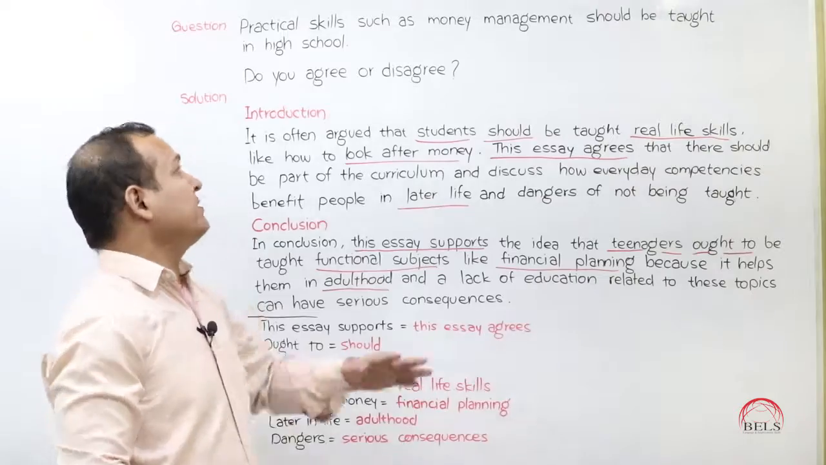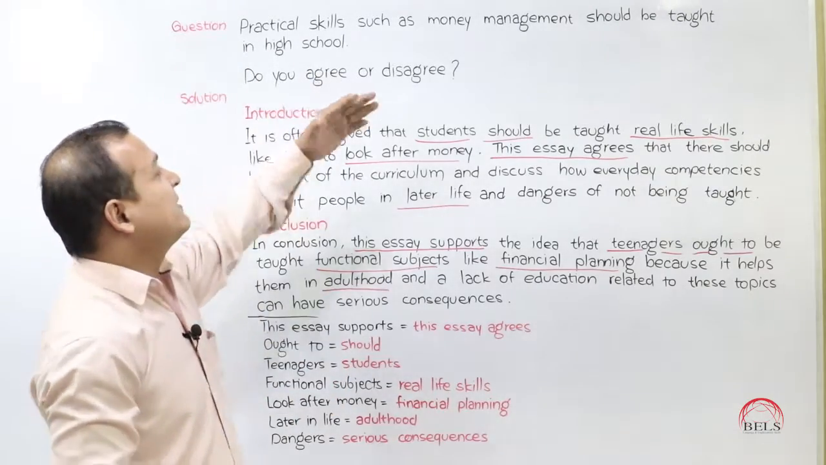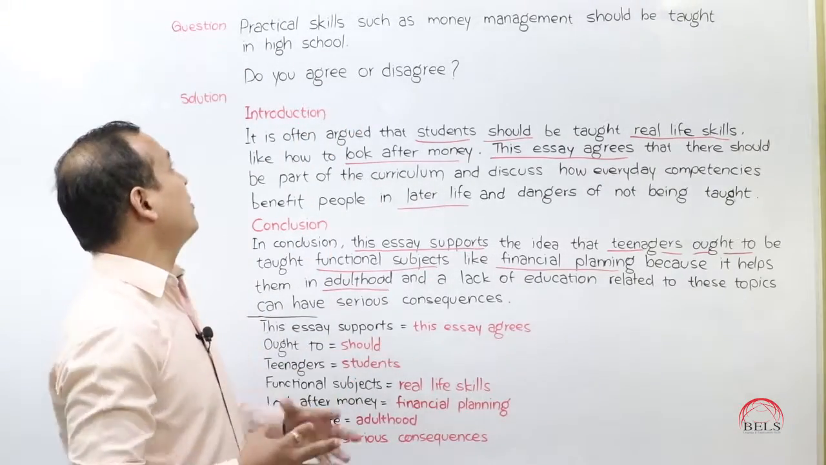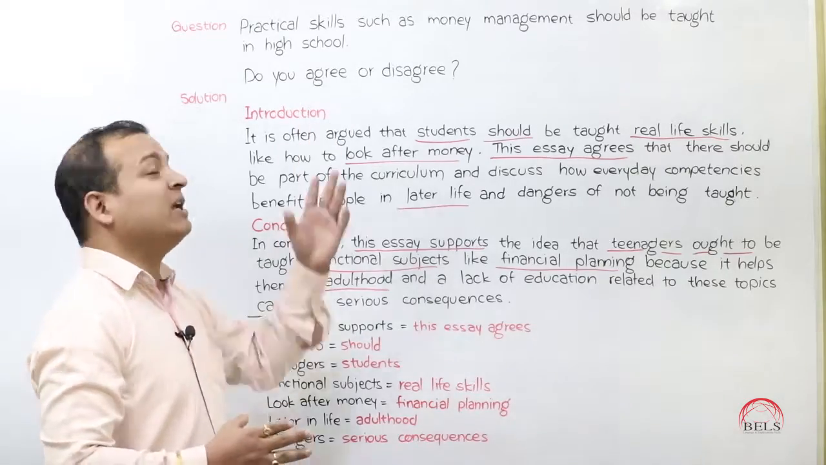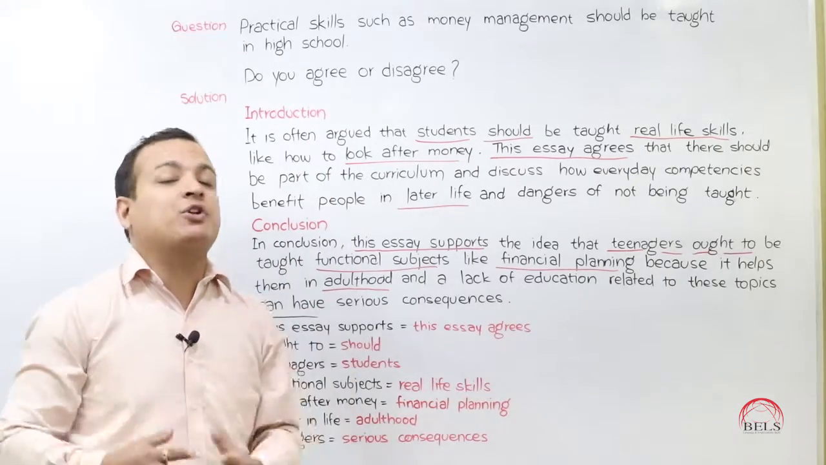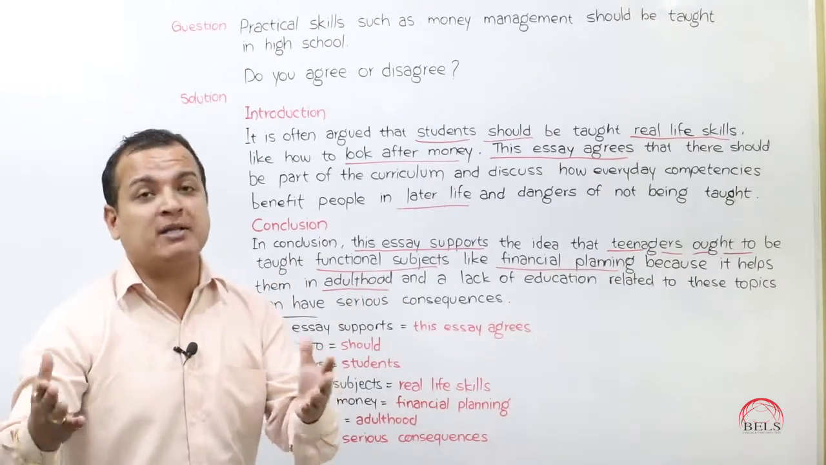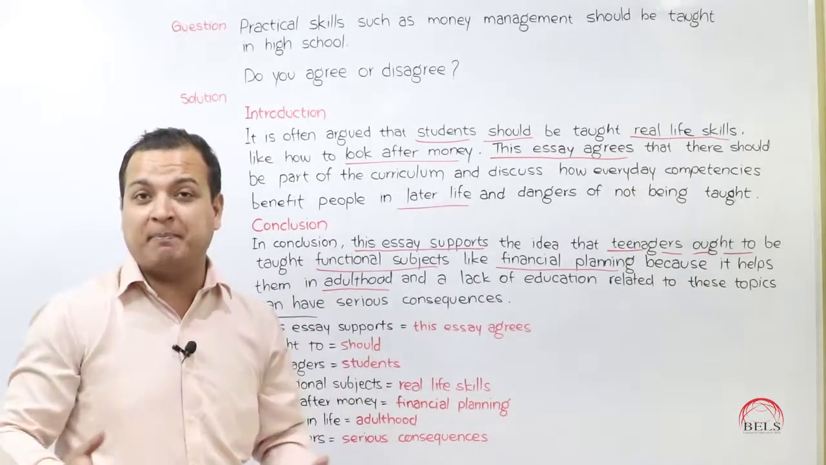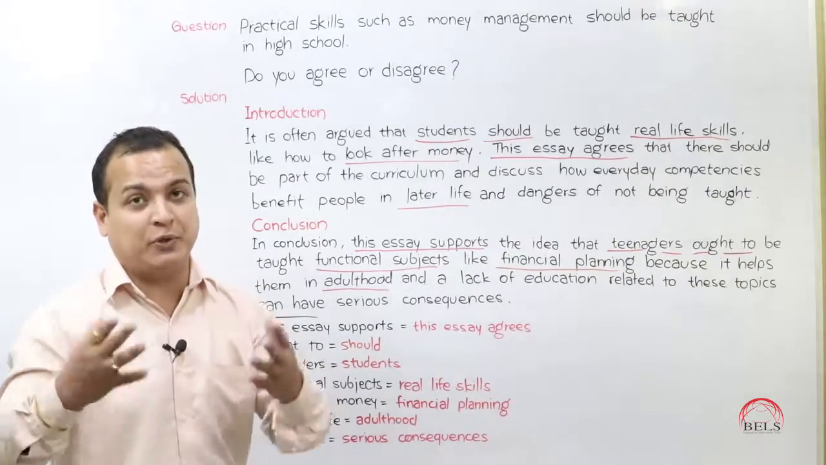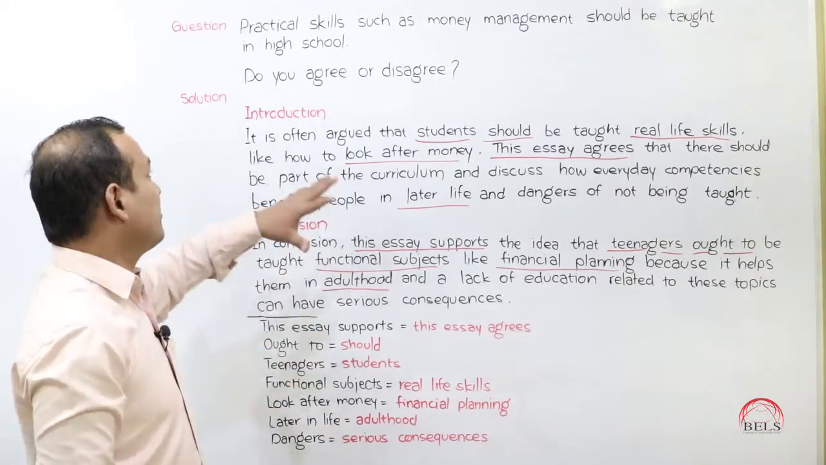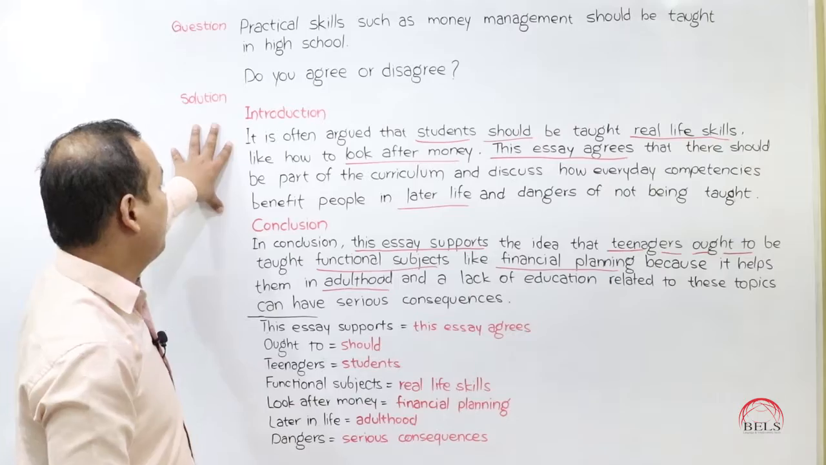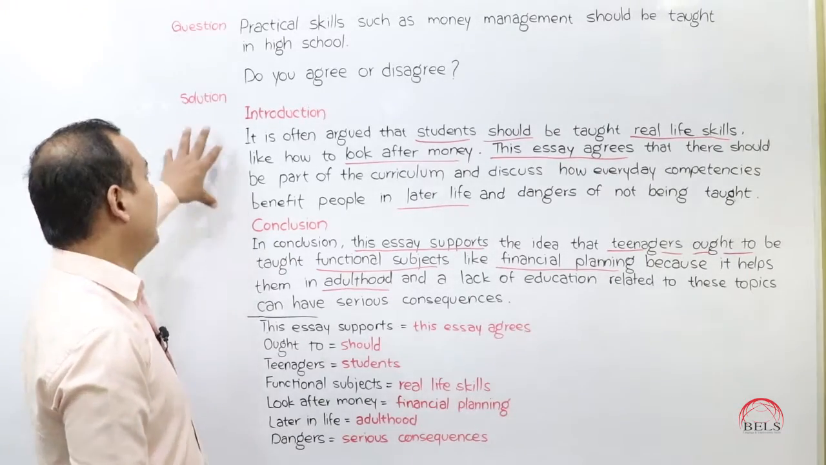Now you can see here there is a question: practical skills such as money management should be taught in high school. Do you agree or disagree? This question clearly says this is opinion based. You can go for the agree part, the disagree part, or both sides, it's up to you. But when you're writing the introduction part, I have written here the introduction part for you and the conclusion part. So you can have a look here.